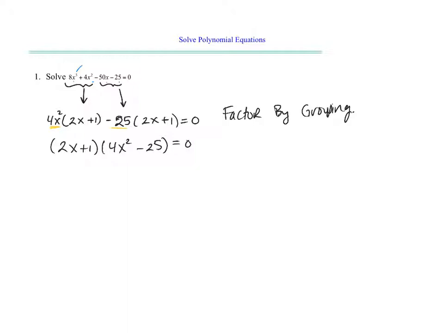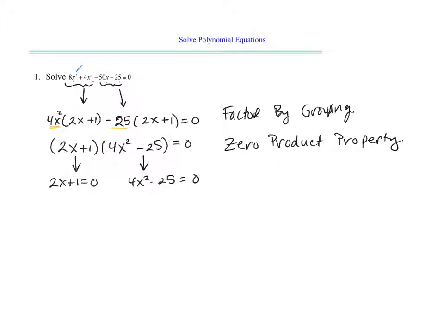So now I can use the zero product property, and that allows me to take 2x plus 1 and set that equal to 0, and 4x squared minus 25 and set that equal to 0. And now just solving this little equation, I get 2x is equal to negative 1 and x equals negative 1/2.